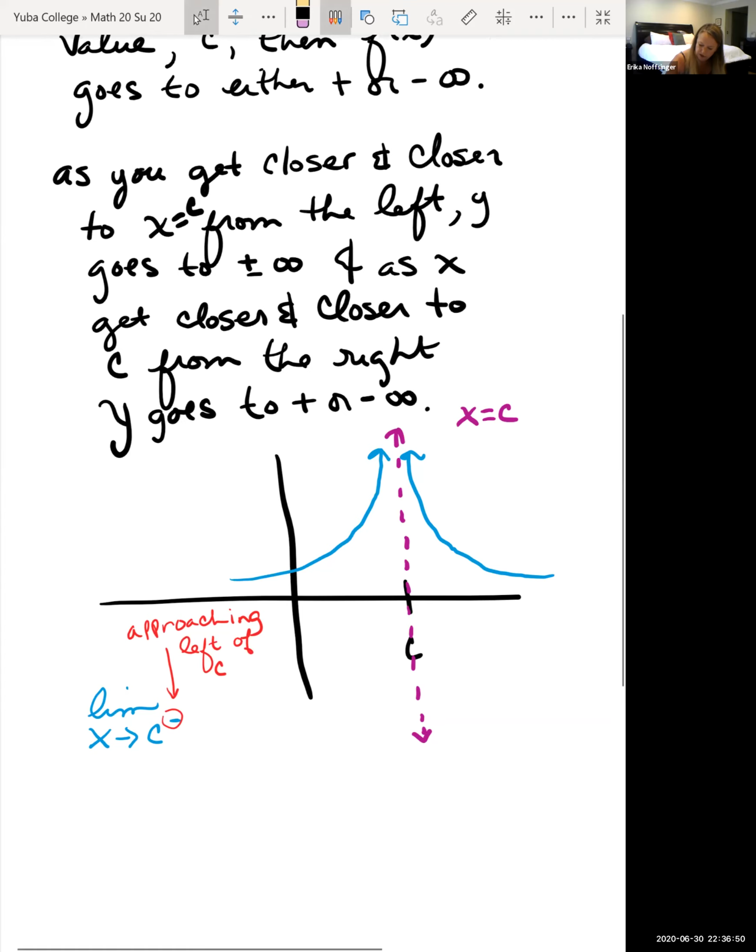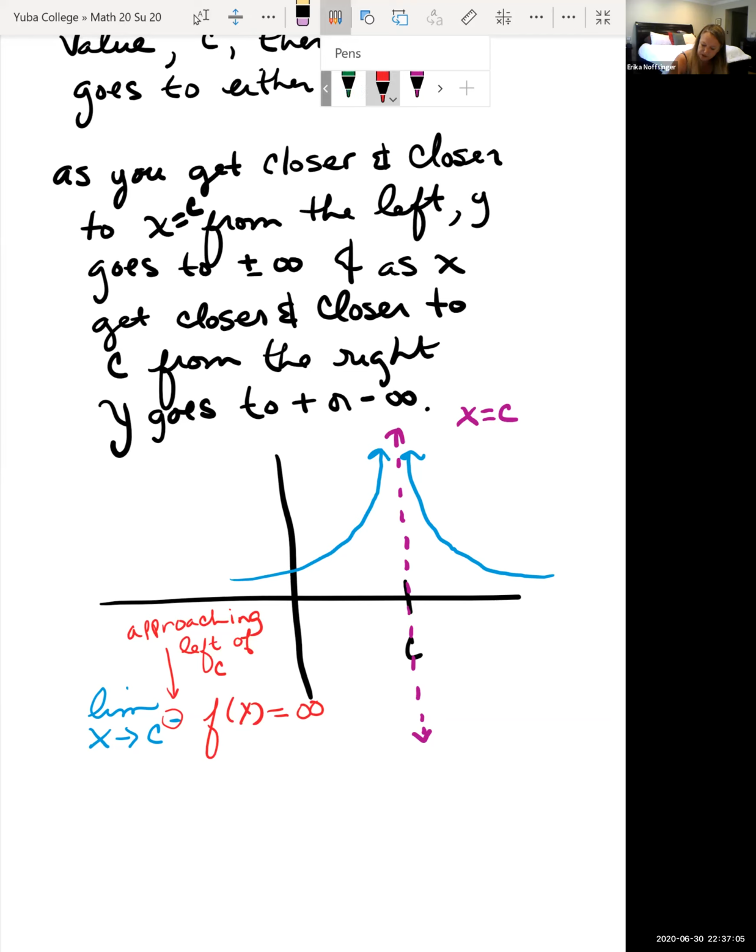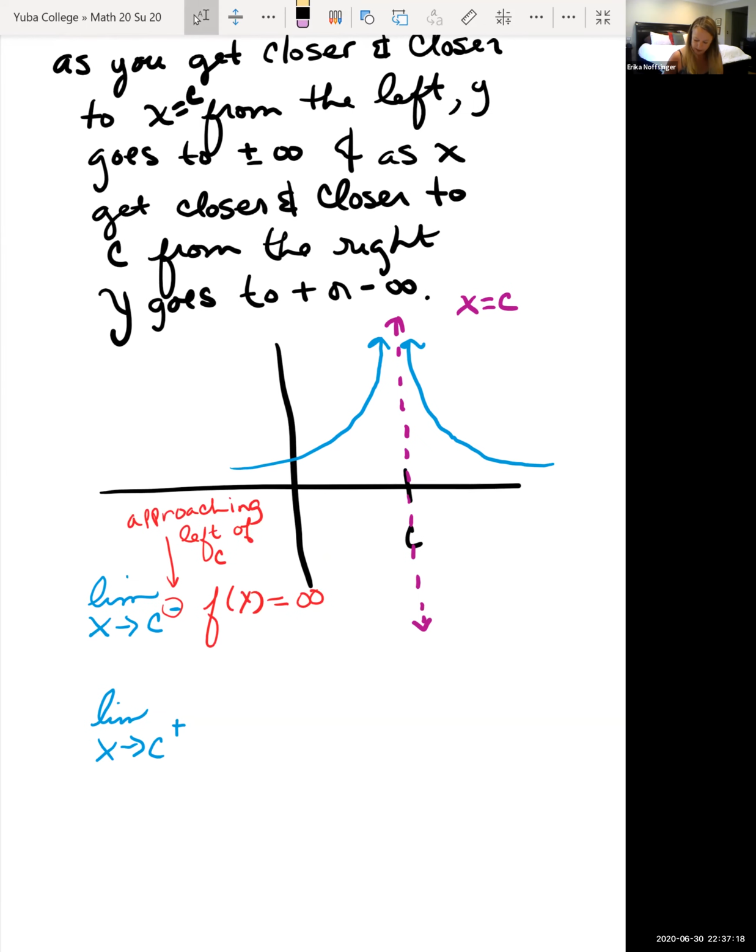I am doing this with my equation f of x. This is going to equal, in this case, positive infinity. If I look at the limit as x is approaching c on the right, I would write that with a positive. It kind of looks like an exponent, but it's not. That positive-looking exponent is telling me I'm looking at what's happening as we're going on the right-hand side.